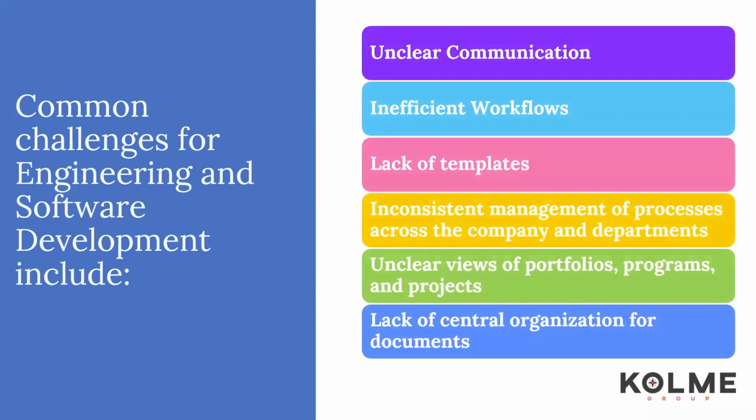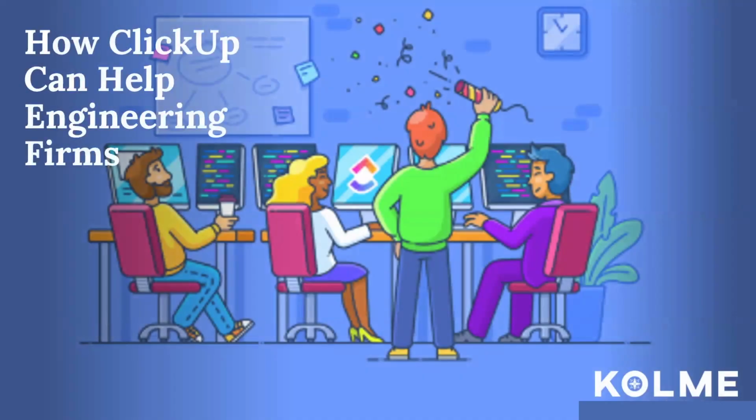Some challenges for engineering and software companies can include unclear communication, lack of central organization of documents, SOPs, user stories, etc., a lack of templates for SOPs and workflows, inefficient workflows, inconsistent management of processes across the company and departments, unclear or complicated views of projects and sprints, a lack of transparency. How ClickUp can help address engineering company challenges.